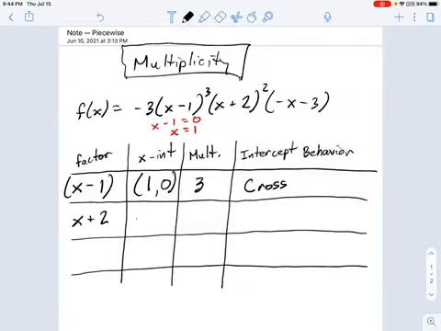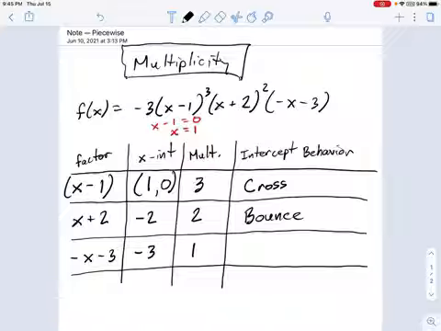X plus 2 has an x-intercept at negative 2, a multiplicity of 2, see its exponent right there, and it has an intercept behavior because 2 is an even number. This multiplicity right here is even. That means it's going to bounce, and I'll explain why it crosses versus bounces in a moment. And then the last factor is negative x minus 3. And if you solve that equation, negative x minus 3 equals 0, you'll get negative 3 for the x-intercept, where it has a multiplicity of 1. See this exponent right here that I just drew in there? 1 is an odd number. If you don't see an exponent, that's what it is. And because it's an odd number, it's going to cross.